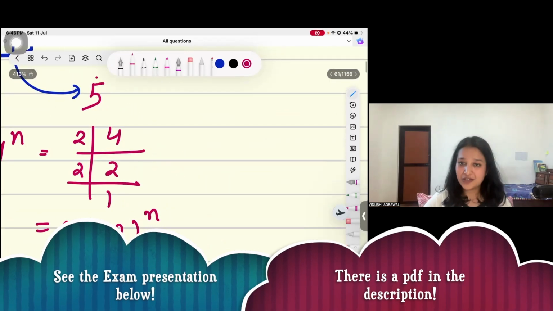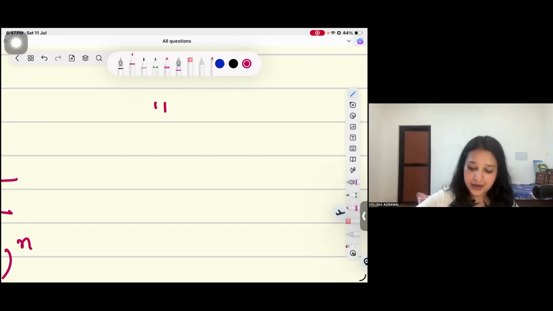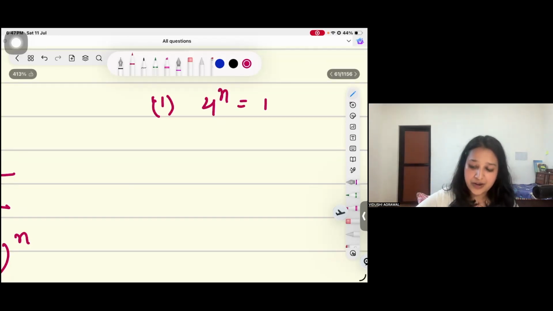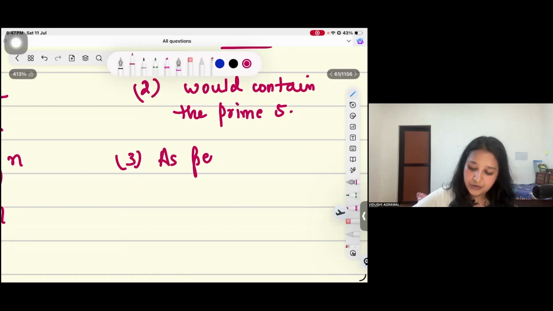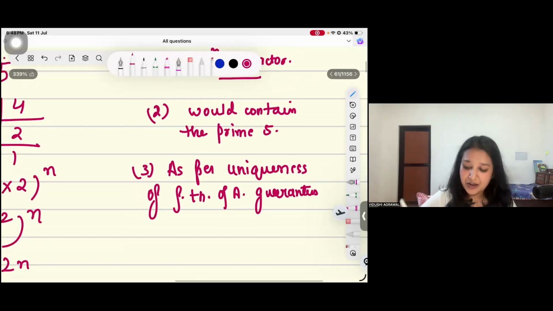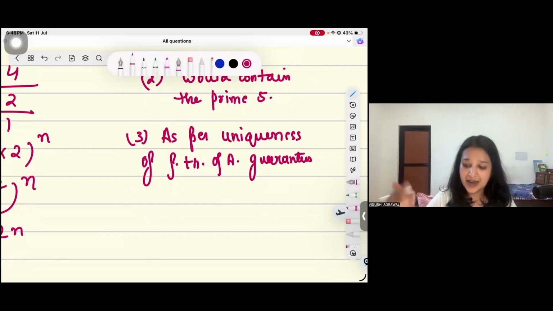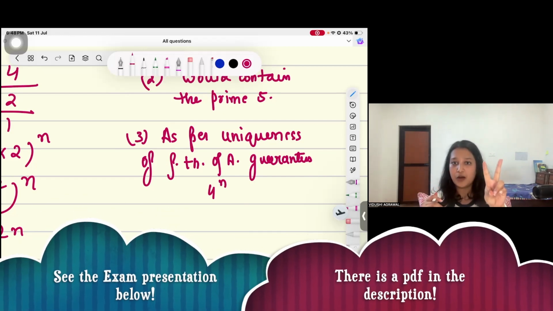How to present this question? Any question like this, 4 power n, 6 power n, anything. If anything power n, always do the factorization. Show the factorization. Second, write as per the uniqueness of the fundamental theorem of arithmetic guarantees. Please write the full thing. I just do not want this video to be very long, that's why I'm skimming it. So, as per the uniqueness of the fundamental theorem of arithmetic, it guarantees that there is no other prime factorization of 4 power n, meaning we are not getting 5 anywhere. Therefore, there can be no number 4 power n which ends with 0. So it has to be in 3 steps for 2 marks, correct?